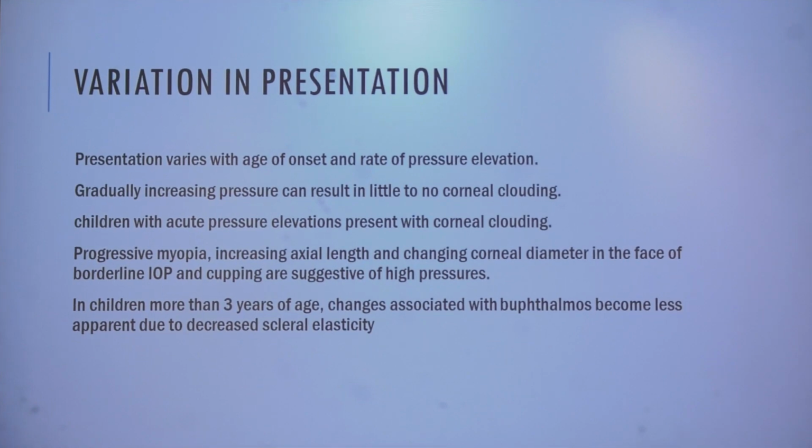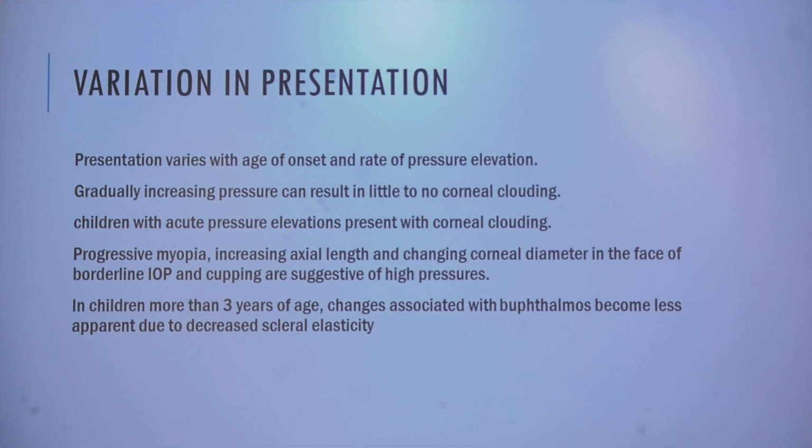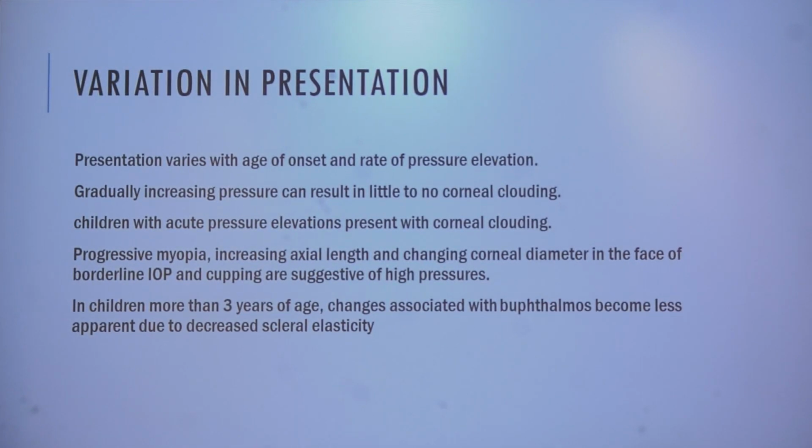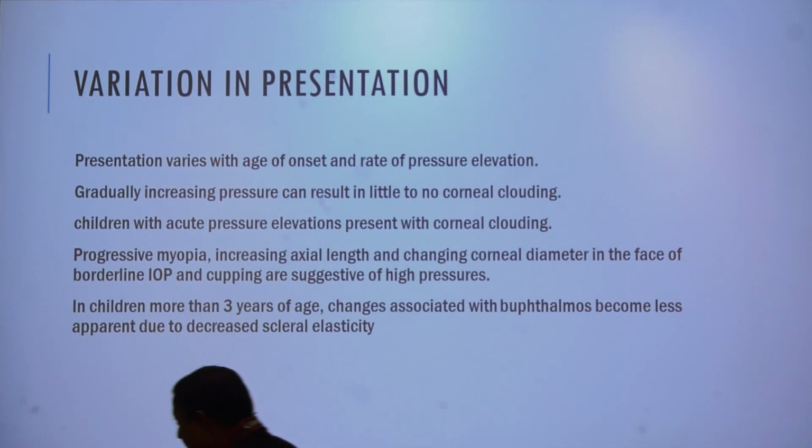There can be a variation at presentation depending on when the IOP started rising, because elasticity is present for the first 2 years of life. So gradually increasing pressure can result in little or no corneal clouding. Patients with a sudden rise in pressure can present with corneal clouding. Progressive myopia, increasing axial length and changing corneal diameter in the face of borderline IOP, and cupping are suggestive of high pressures. In children more than 3 years of age, changes associated with buphthalmos become less apparent because of decreased elasticity.